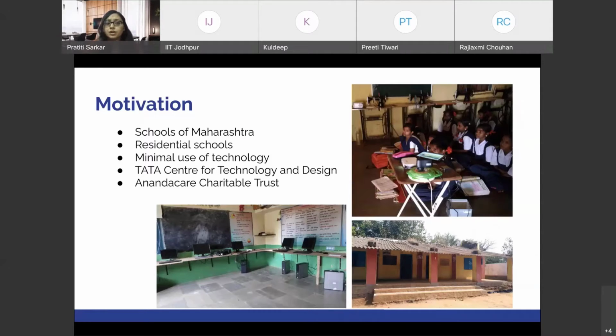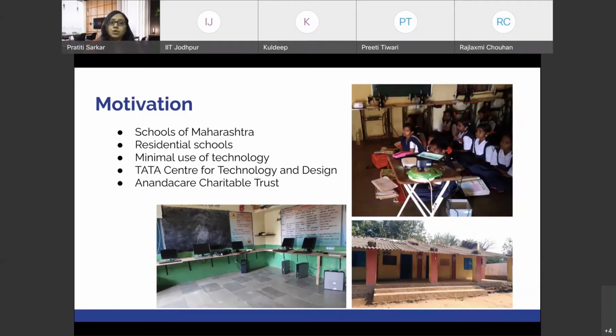Our lab was fortunate to be supported by the Tata Center for Technology and Design at IIT Bombay. We were also supported by Ananda Care Charitable Trust, who helped us in collaborating and coordinating with the different schools in the rural as well as urban areas.